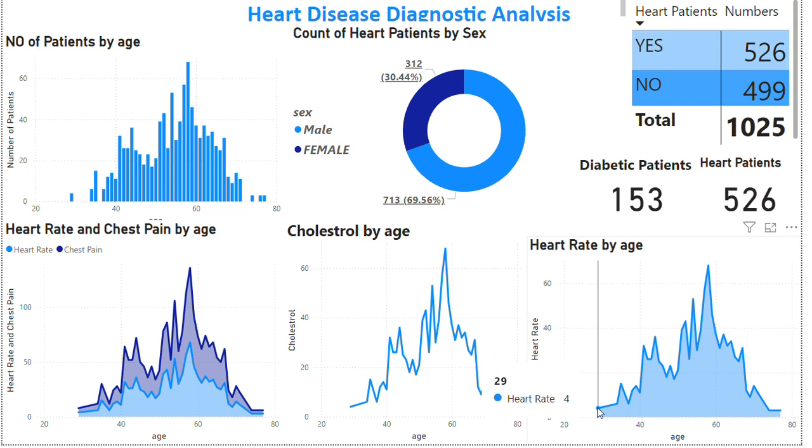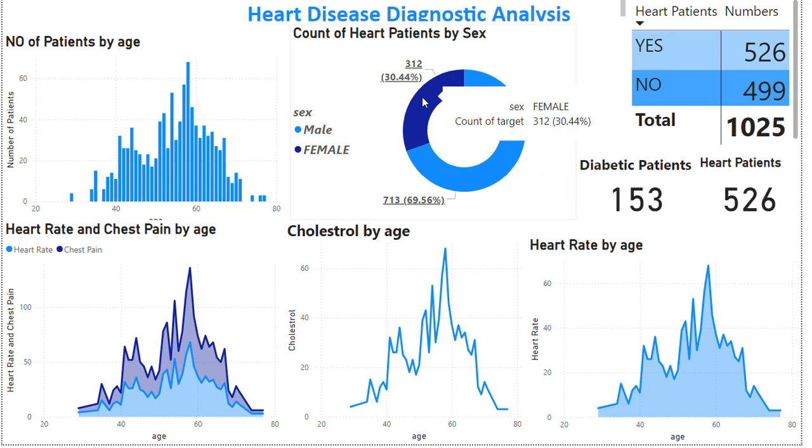This shows that the heart rate by age has gradually increased till 60, then gradually decreased from 60 to 80 years of age. This shows the number of diabetic patients, which was 153, and this shows heart patients, which is 526. This data is from the data set of a total of 1025 patients.